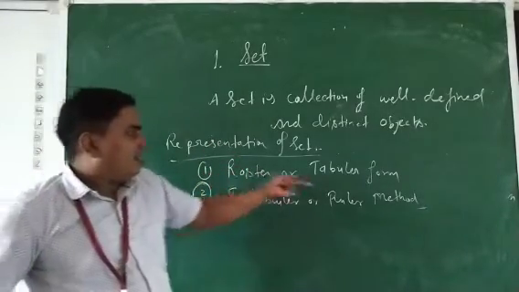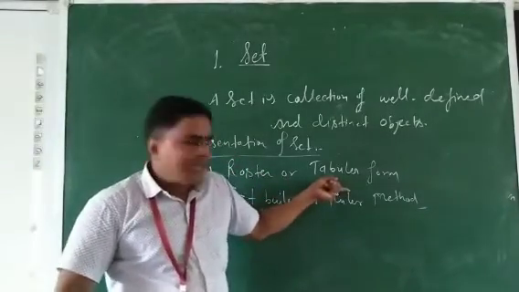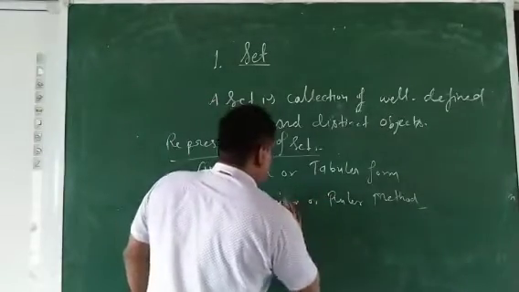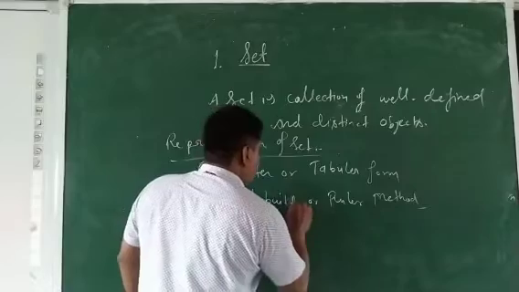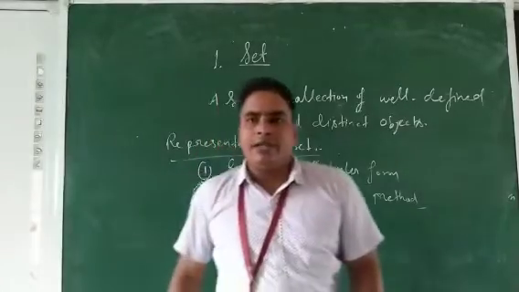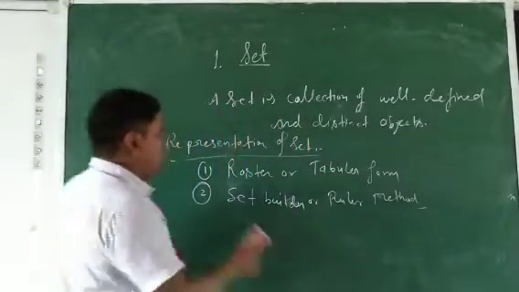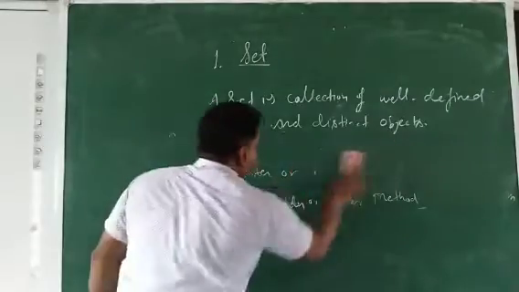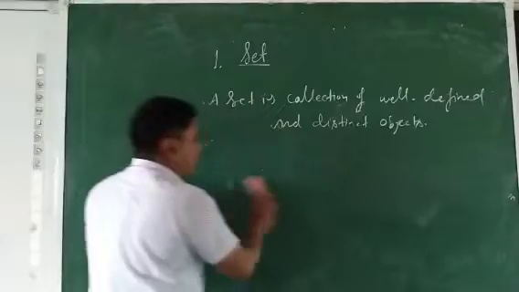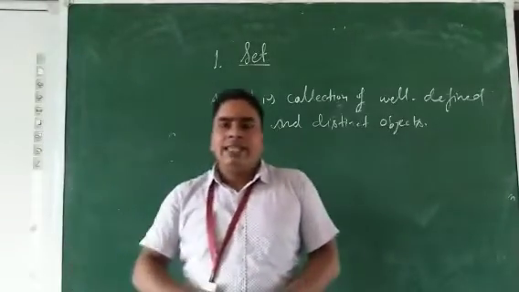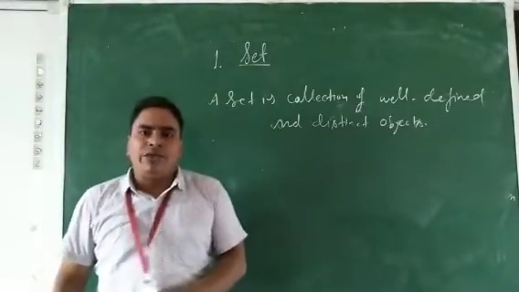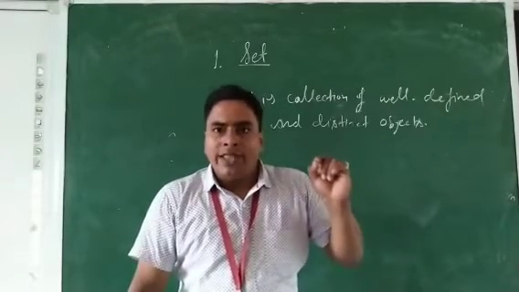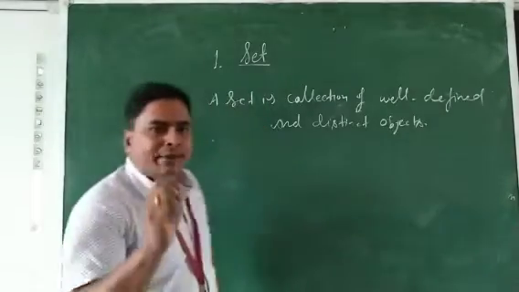Roster method or tabular form to represent a set. Second one, set builder or ruler method. Clear? So first one, roster method. In this method, we can represent the elements or objects of a set within the bracket, separated by commas.